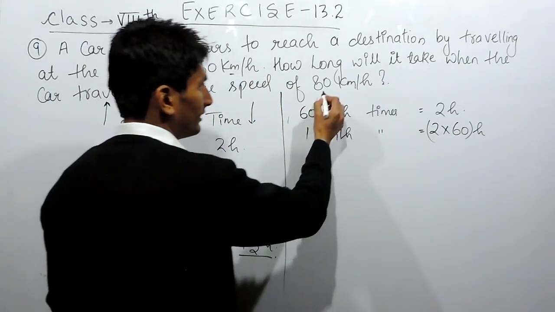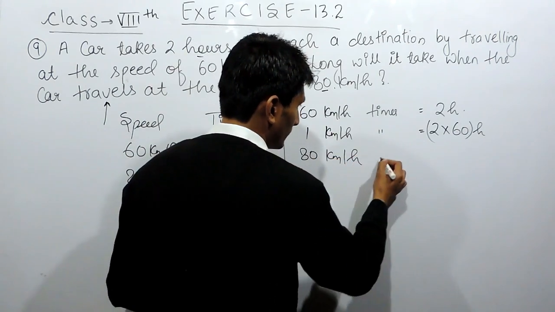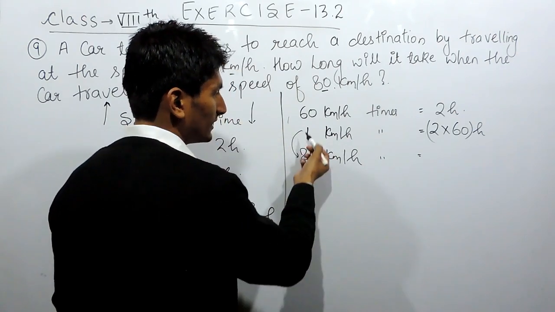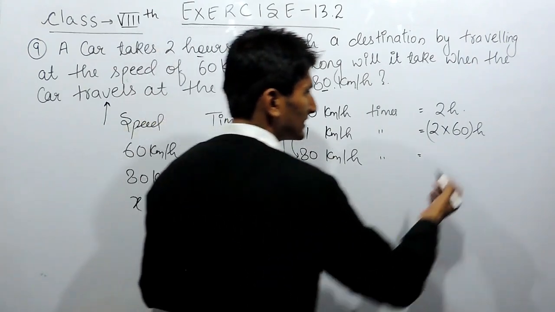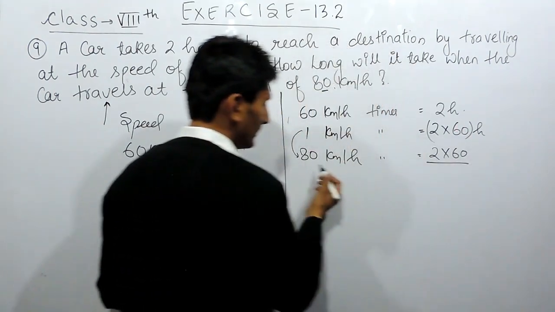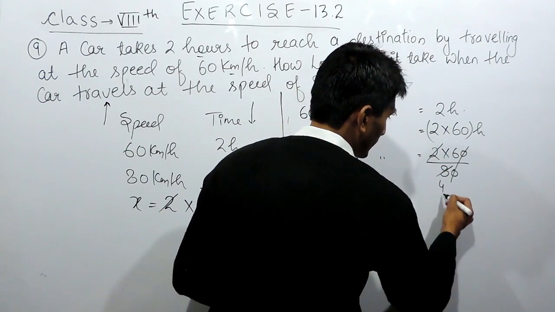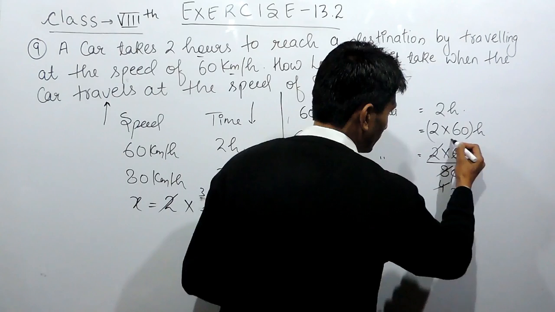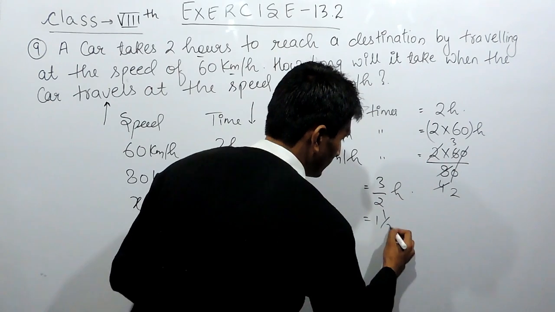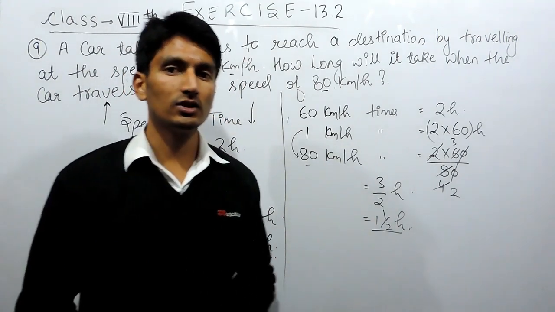Now you have to find the time if the same car is traveling at 80 kilometers per hour. Obviously you have now multiplied the speed by 80, or you can say the speed is increased, so the time will decrease. To decrease the time, I have to divide this by this value, which is 80. This can be cancelled 4 times, this will be 2 times, and this will be 3 times, and the same result, which is 3 by 2 hours, or this can be written as 1 and 1 by 2 hours. So 1.5 hours will be taken by this car to reach the destination.